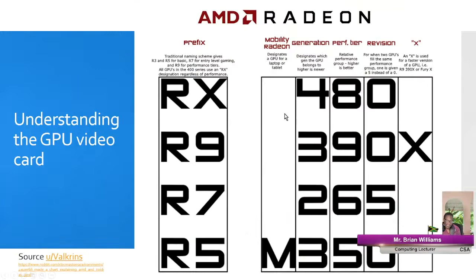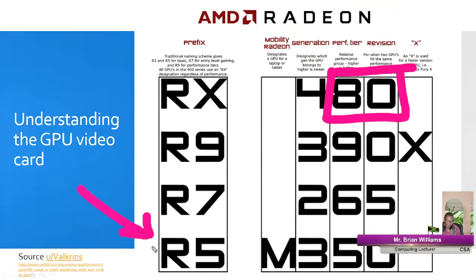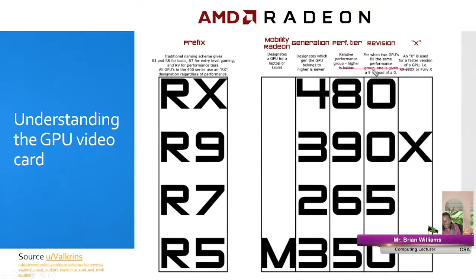Now the last digit still, where is it? Right, the last digit tells you how powerful that R5 is. All right, so that's why I said that with AMD, it's easier, but yet it's more confusing. So just pay attention to these four numbers, right?